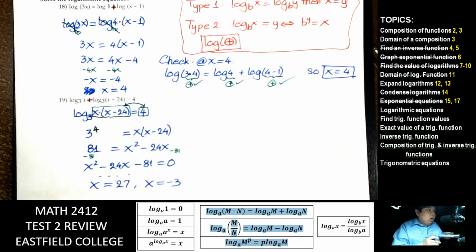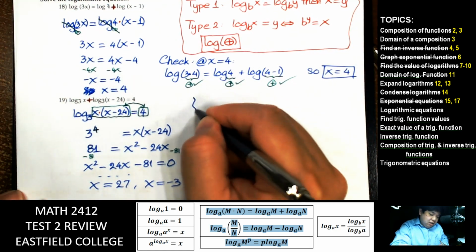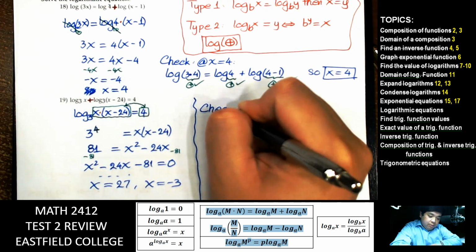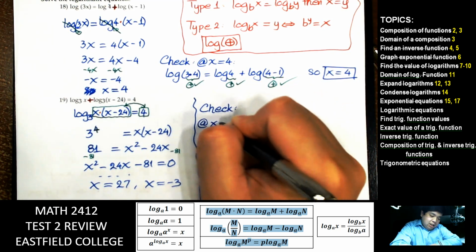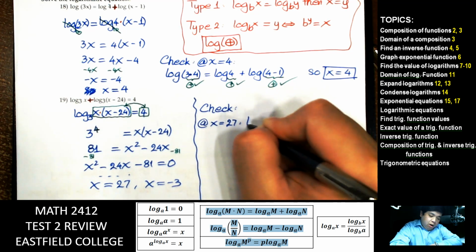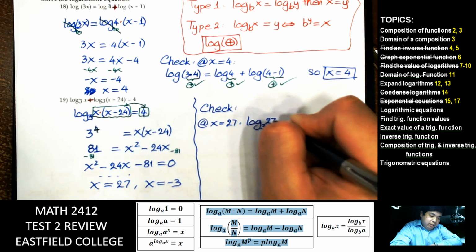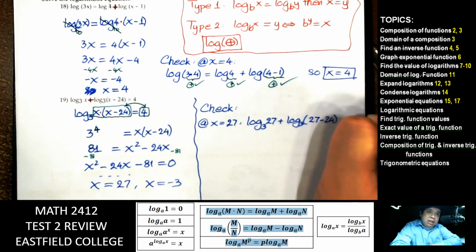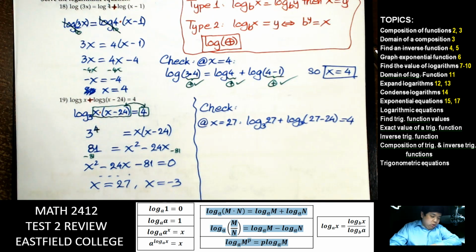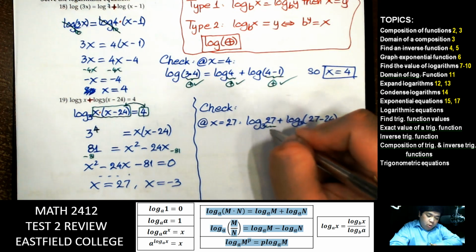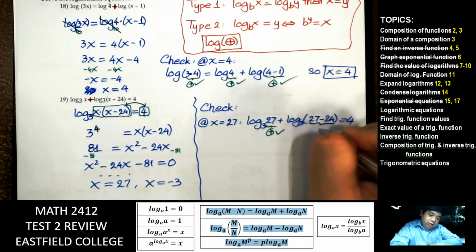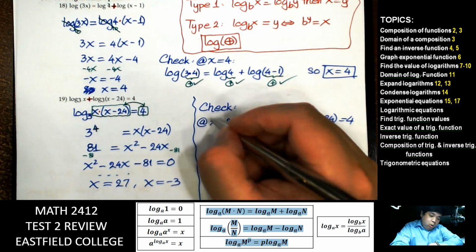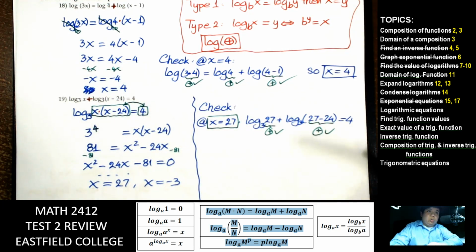Of course, you can do it by hand also, but I'm kind of run out of space. Anyway, so we need to check both of them. First, at x equal to 27, we have log base 3 of 27, log base 3 of 27 minus 24, and equal to 4. So what we say is that this is positive, which is good. Positive is good. So everything inside all the logs are positive. So that solution is good. We have x equal to 27.